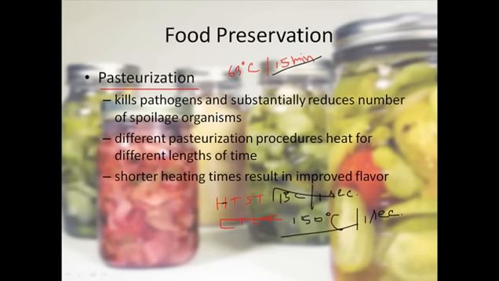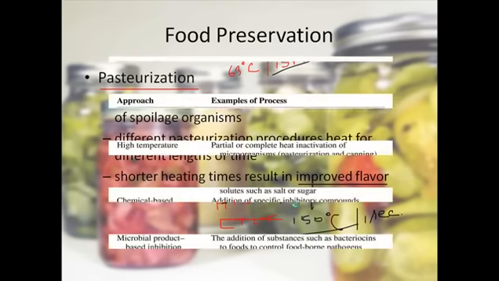But why are the shorter heating times used? Because shorter heating times result in improved flavor. If you use a longer heating time, it results in damage to the flavor. If we heat it for very long times, it will damage the compounds that give different flavors. Those protein compounds will be damaged, and as a result the flavor of that food will be lost. That's why nowadays we are using the short-time pasteurization techniques.